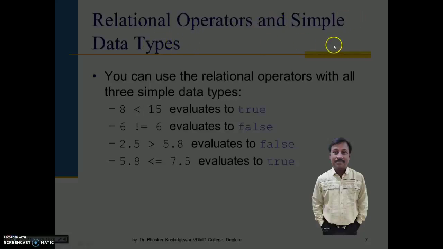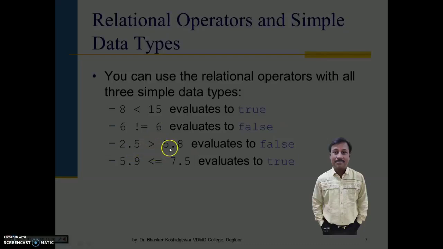Relational operators and simple data types. You can use relational operators with all 3 simple data types. -8 less than 15: -8 is less than 15. This is a true statement, so the result is true. -6 is not equal to 6 means the expression evaluates to false.